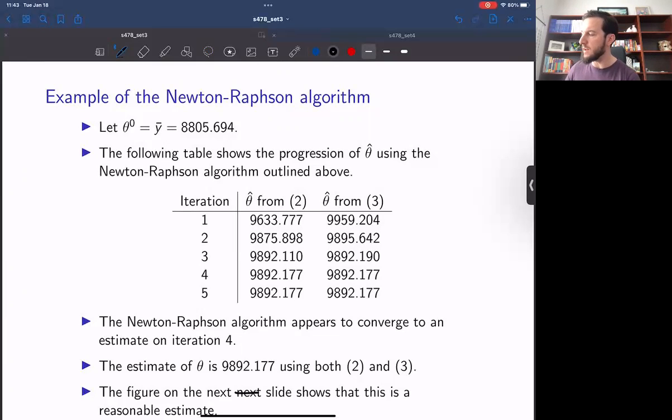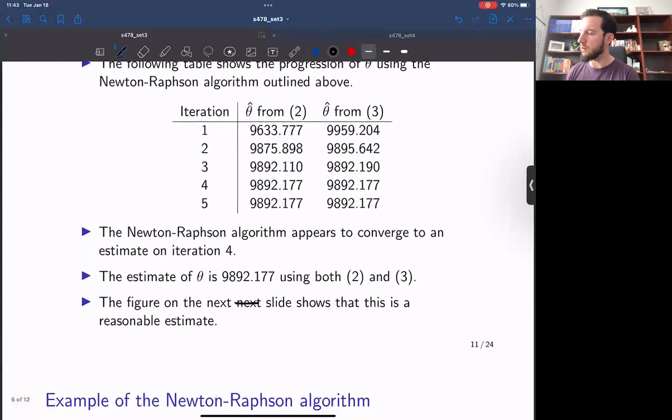We can say that this has converged around iteration 4, given that there's no change in theta hat, at least to 3 decimal places on iteration 5. So the algorithm converges quite quickly to a solution. Both approaches are estimating that the MLE for theta is 9,892.177. So this is our estimate for theta for the Weibull distribution that we are fitting to the data.